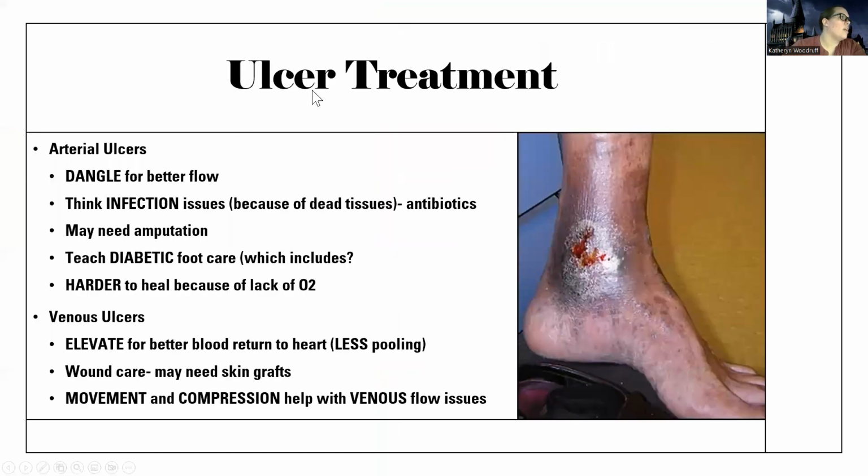So ulcer treatment for arterial is going to involve things that help with arterial problems. So remember, what do we do for arterial problems? We dangle or put them dependent, put them down. We want to think there are going to be more infection issues because of the lack of oxygen. Lack of oxygen means cell and tissue death. So they may need things like antibiotics more likely than if a patient had a venous ulcer, who isn't as likely to need antibiotics. They may also need an amputation. They're more likely to lose their limb as a result.